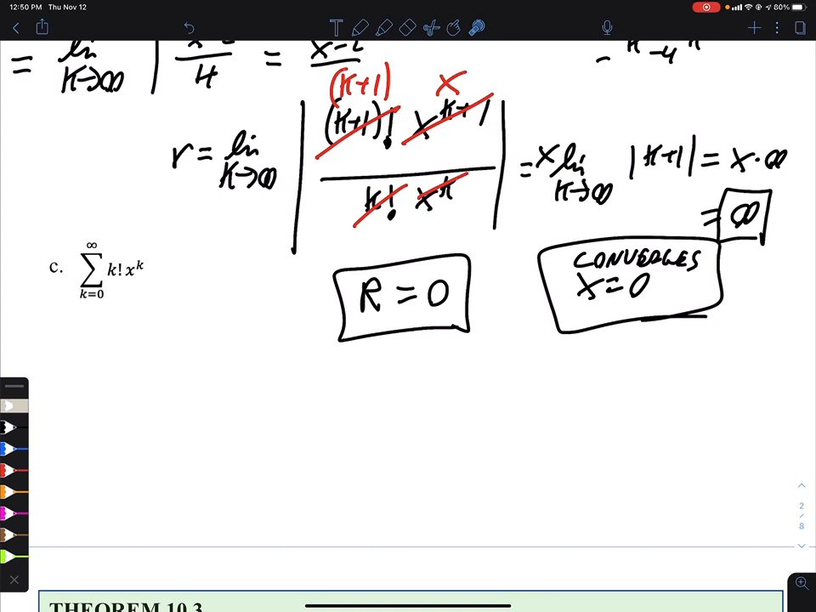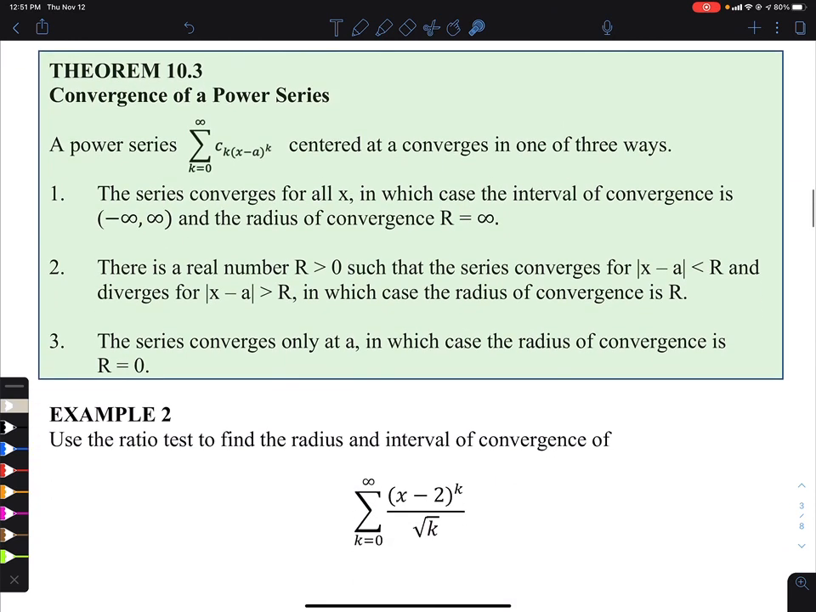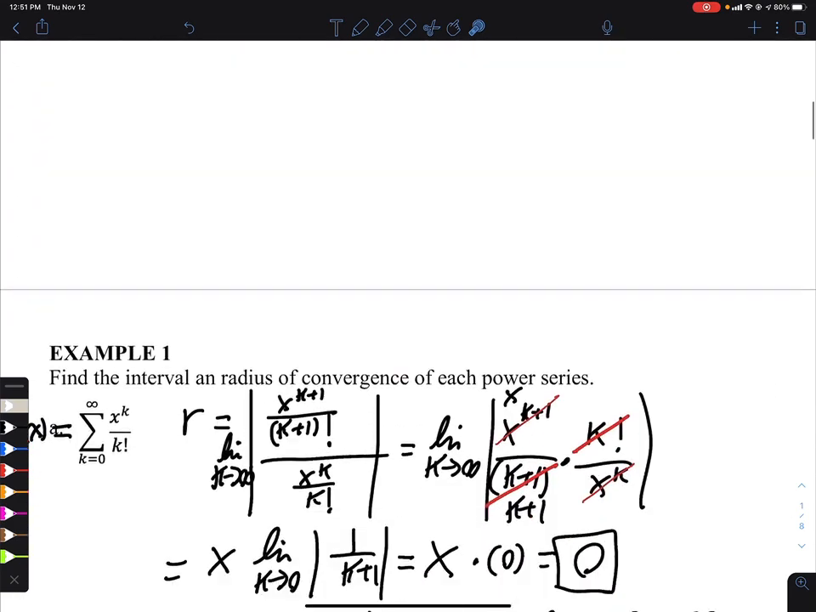Let's keep going. Next theorem. Convergence of a power series. So this is the general form of a power series centered at a. A power series centered at a converges in one of three ways. So the first situation that could happen, the series converges everywhere from negative infinity to infinity, and the radius will be infinity. Okay? Or it's possible it converges when the absolute value of x minus a is less than r, and diverges when it is greater than r. We saw the example, and the radius is r. That was our second example, I believe, or first. Maybe the first two. I erased one.